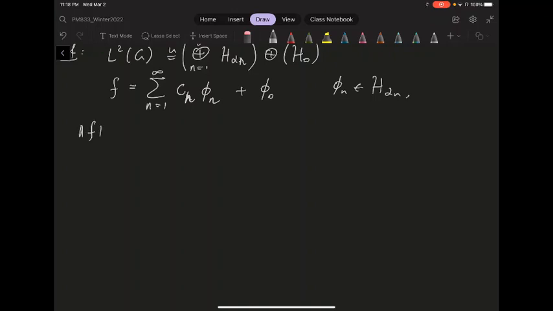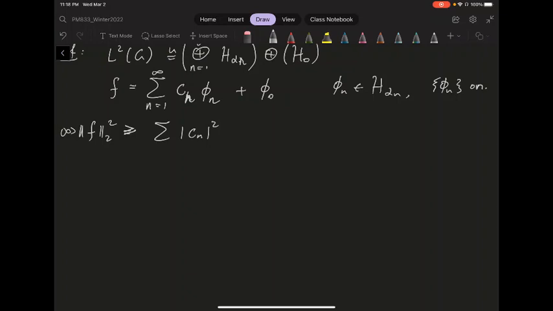So the 2 norm of this f is going to be equal to the summation of these c_n squared, plus the norm of the phi_0. And let's just say the phi_n are also normal. So this 2 norm is going to be less than infinity. So it certainly puts an upper bound on your summation of these c_n.